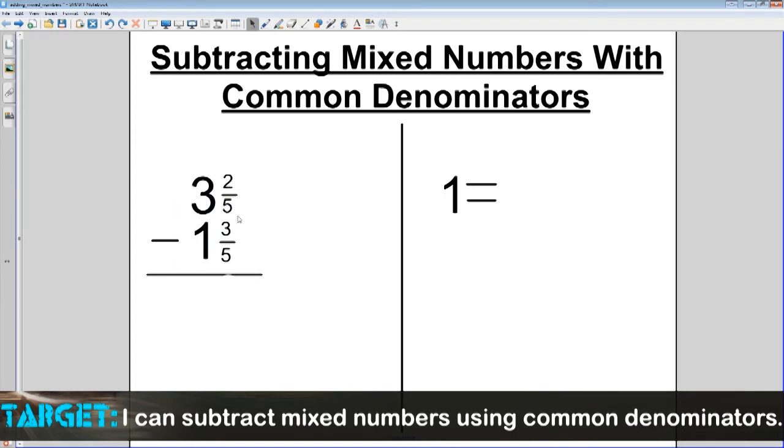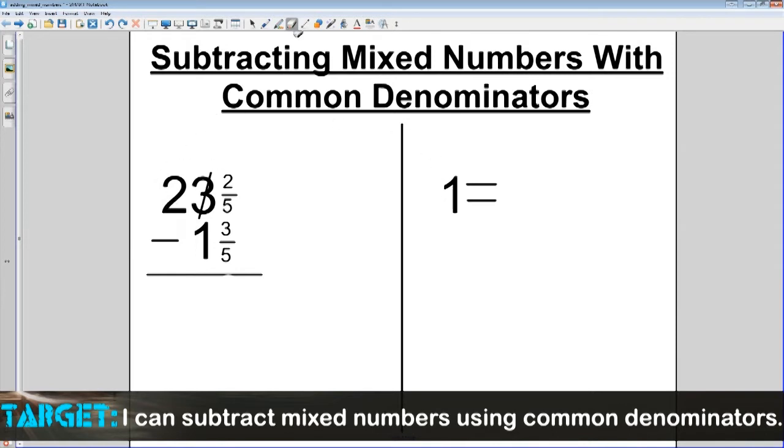Can I do 2/5 minus 3/5? The answer is no. Why? 2 is smaller than 3. Simple, right? Can't take 3 away from 2. So we're going to borrow. And in this borrowing, I'm going to cross out 3 because we don't need it anymore, and we are going to change that to a 2 because we're going to borrow 1 whole.